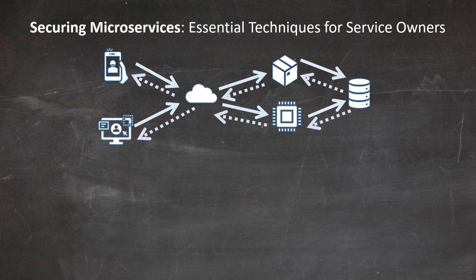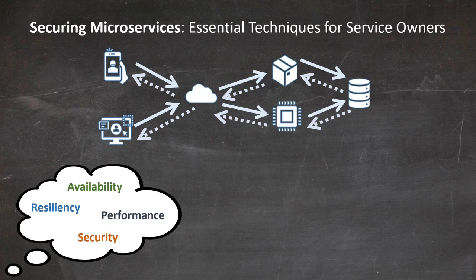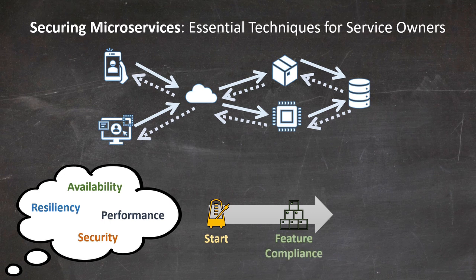I want to emphasize this point. Availability, resiliency, performance, and especially security are not afterthoughts. They are fundamental aspects of your microservice that demand attention from day one. Too often, teams commit to delivery timelines without fully considering these non-functional requirements. This oversight can lead to vulnerabilities, performance issues, and ultimately, a service that's not fit for purpose in a production environment.